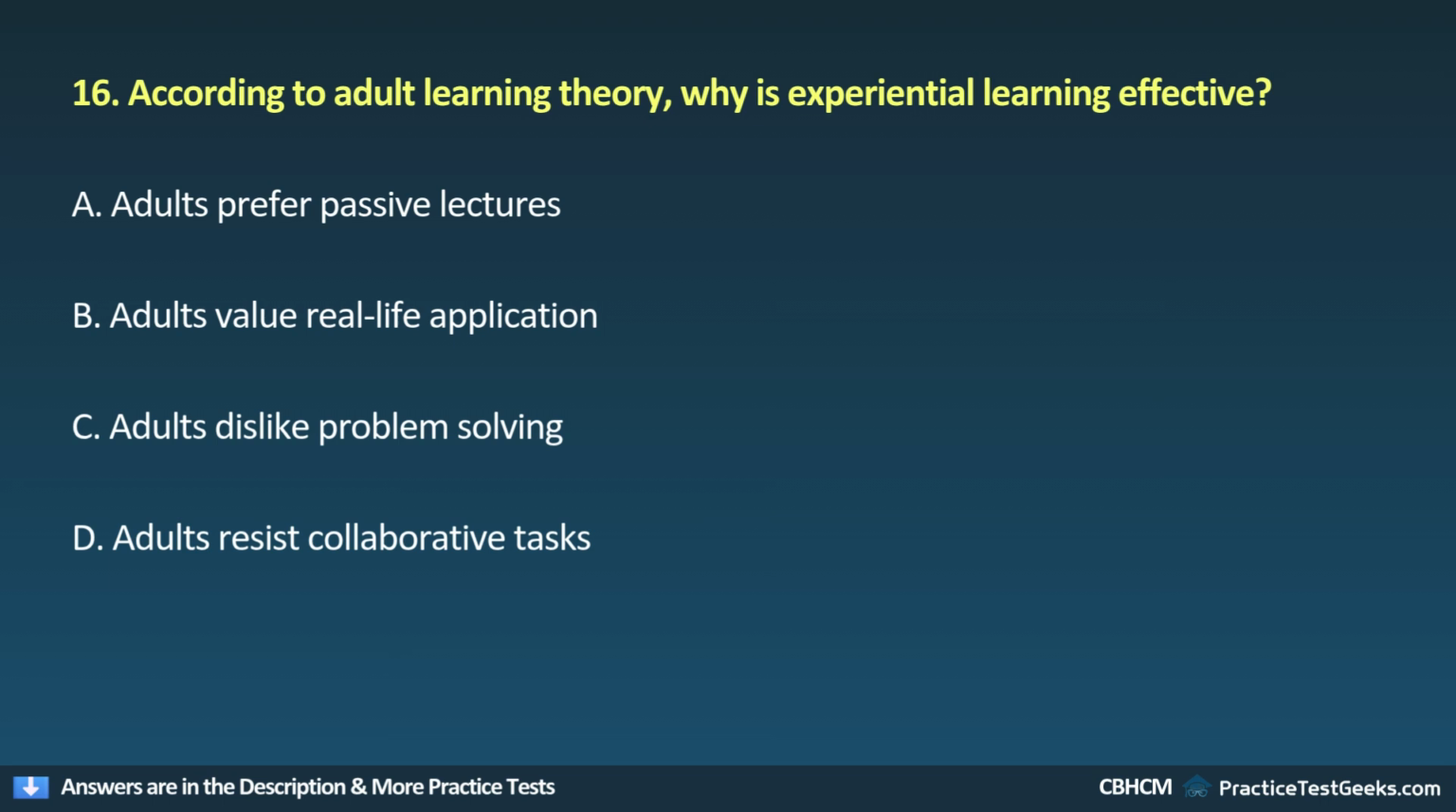16. According to adult learning theory, why is experiential learning effective? A. Adults prefer passive lectures. B. Adults value real-life application. C. Adults dislike problem solving. D. Adults resist collaborative tasks.